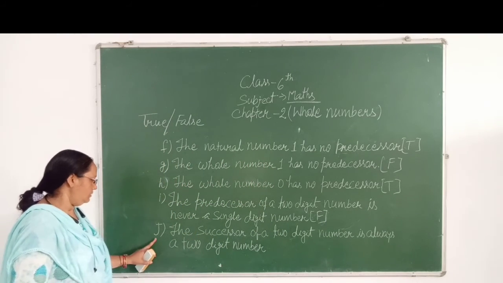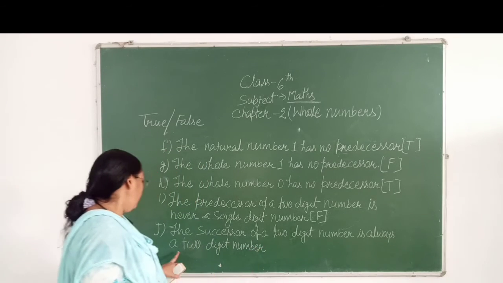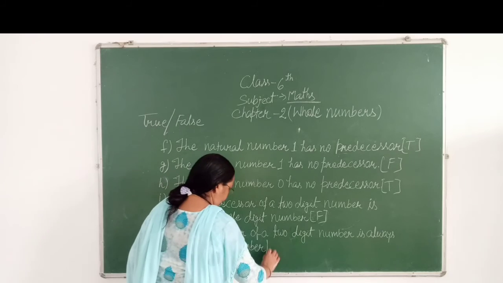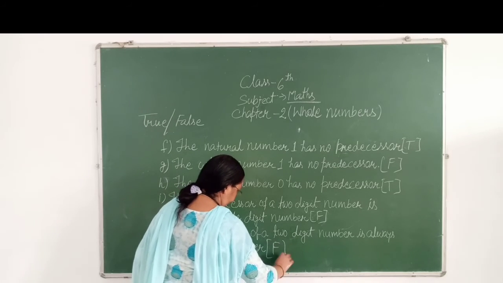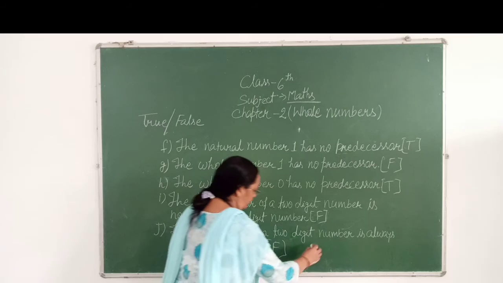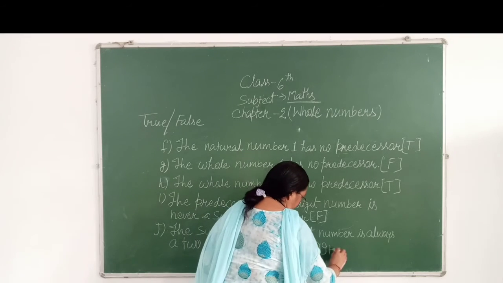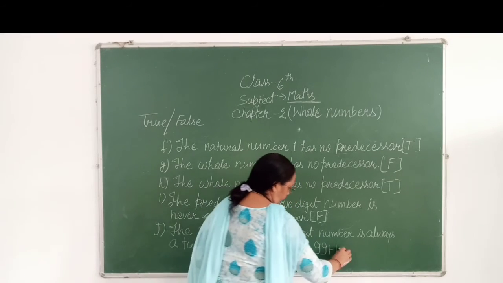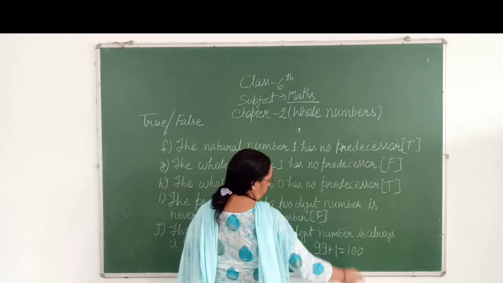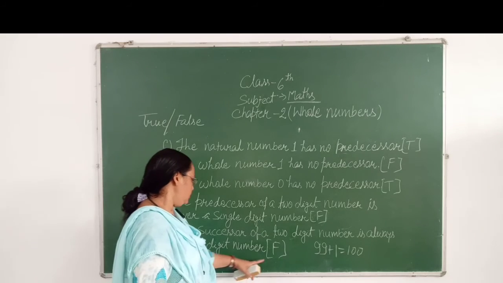Now question number J. The successor of a 2-digit number is always a 2-digit number. This is also a false statement because the successor of a 2-digit number, for example 99, is a 2-digit number. When we add 1, we get 100. So the successor of a 2-digit number can be a 3-digit number. So this statement is false.